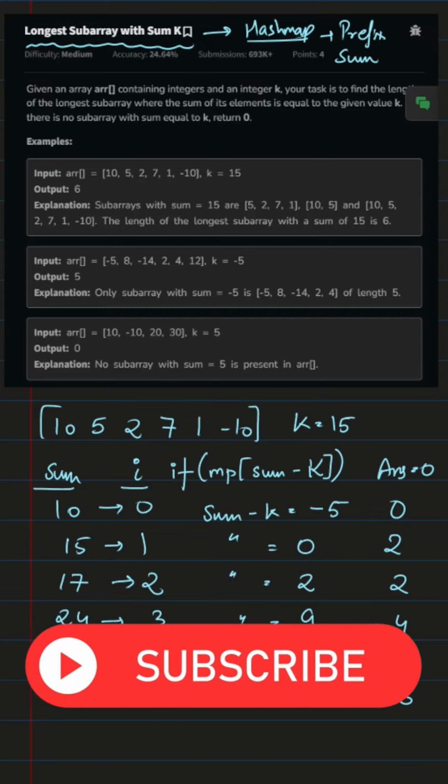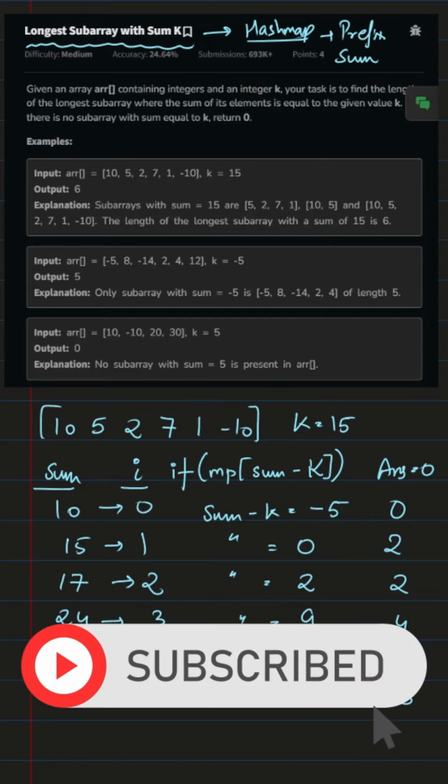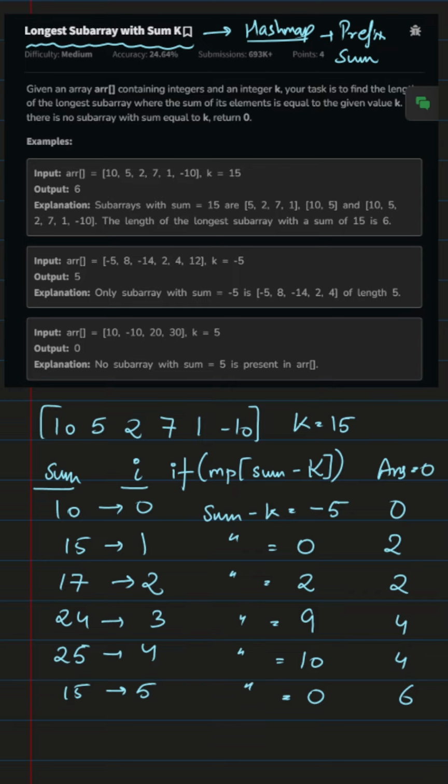Hello everyone, stop doom scrolling and start counting the longest subarray with sum k. Okay, so we'll use a HashMap plus prefix sum approach for this question.